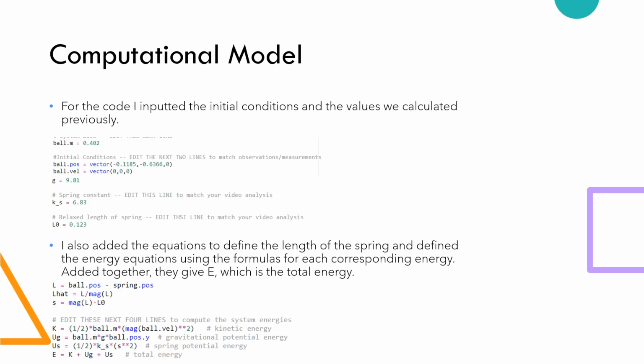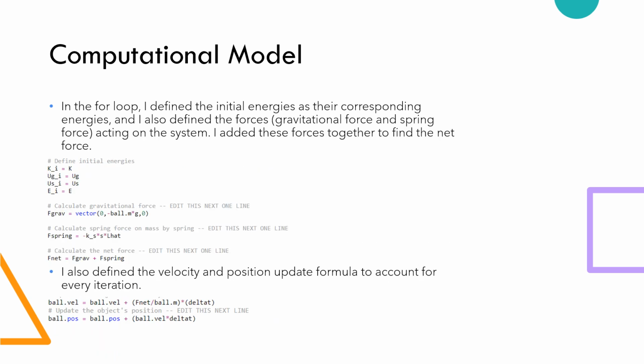For the code, I inputted the initial conditions and the values we calculated previously. I also added the equations to define the length of the spring and define the energy equations using the formulas for each corresponding energy. Added together, they give E, which is the total energy. In the for loop, I defined the initial energies as their corresponding energies, and I also defined the forces, gravitational force and spring force acting on the system. I added these forces together to find the net force. I also defined the velocity and position update formula to account for every iteration.